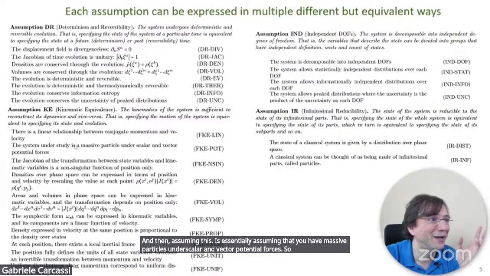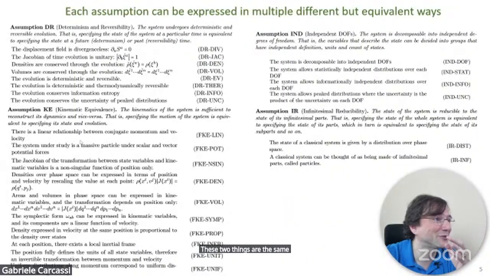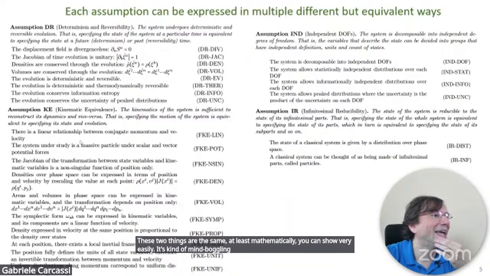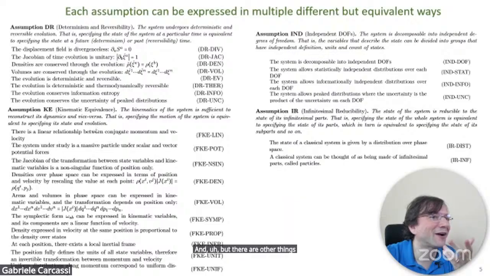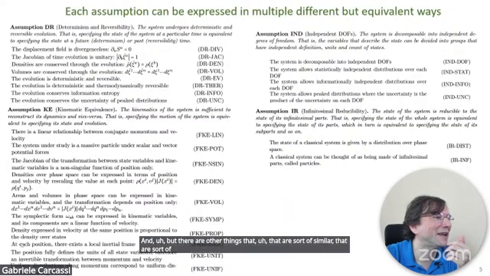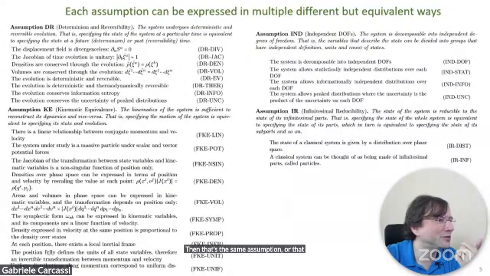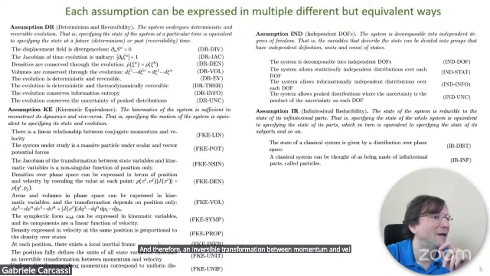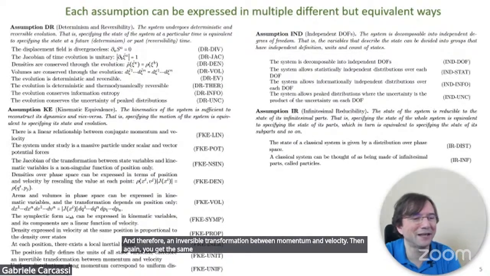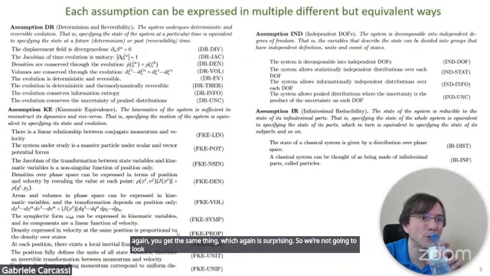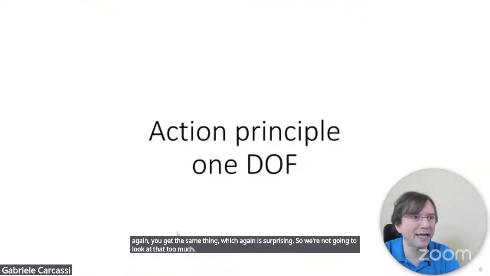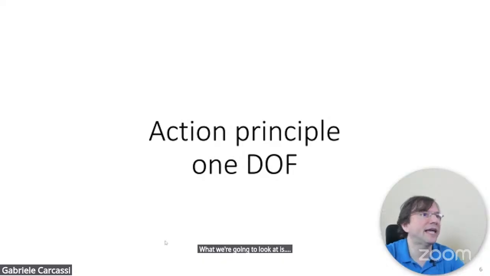So the fact that these two things are the same, and mathematically you can show this very easily, is kind of mind-boggling. But there are other things that are sort of similar, that are surprising: if at each position you assume that there is a local inertial frame, then that's the same assumption. Or that the position fully defines the units of all state variables, and therefore an invertible transformation between momentum and velocity, then again you get the same thing, which again is surprising. So we're not going to look at that too much. What we're going to look at is the action principle.